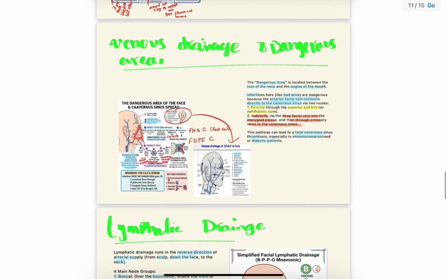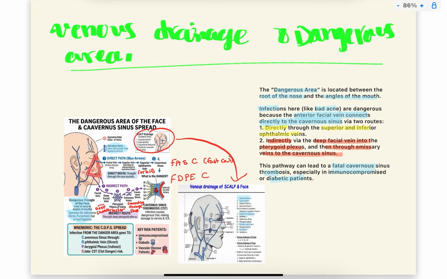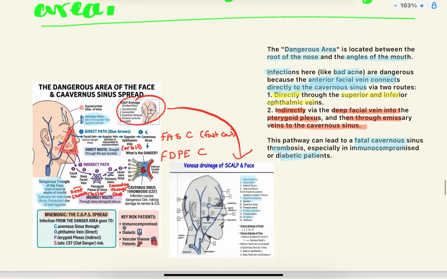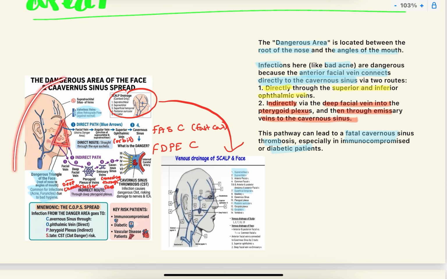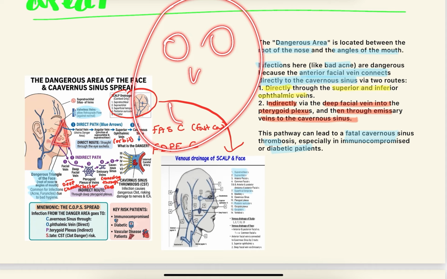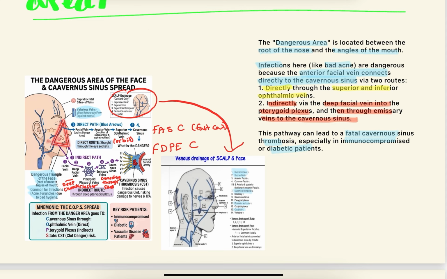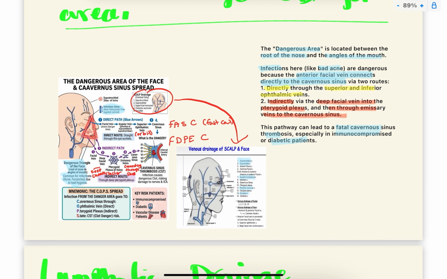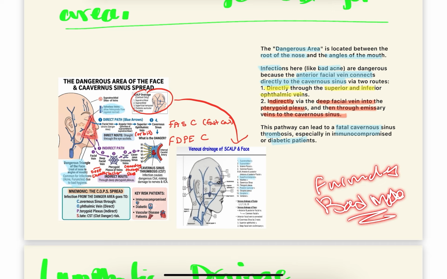Now, moving on to talking about the venous drainage and the dangerous area of the face. The dangerous area of the face is basically, if you look here at this picture, between the root of the nose and both angles of the mouth. So let's say, for example, this is the nose and this is the mouth. So between the root of the nose and both angles of the mouth. Okay? Now, if we have here, for example, bad acne or furuncles, or bad hygiene in general, what will happen here? It will lead to infections.